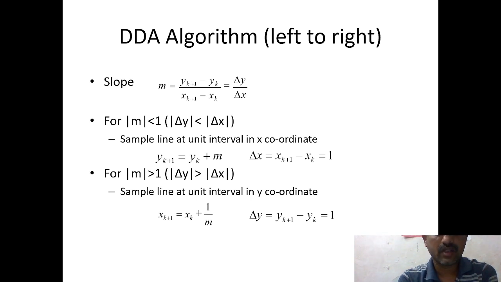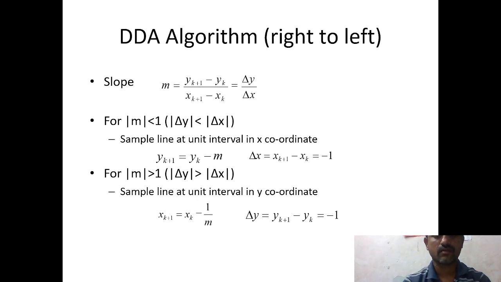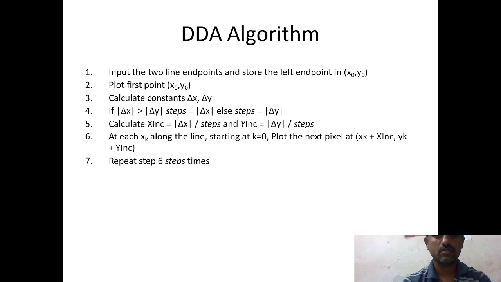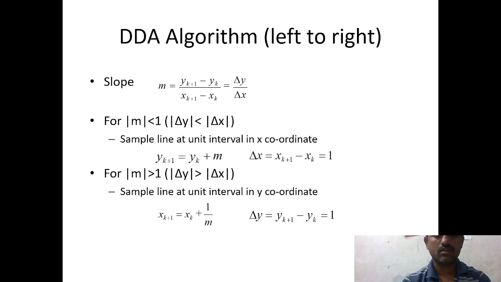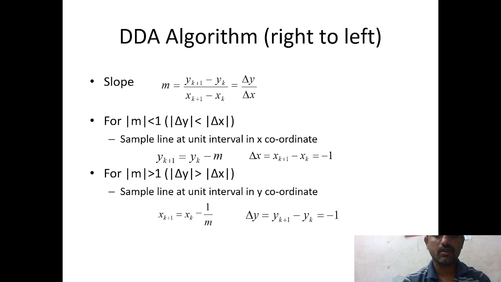For m greater than 1, that is delta y greater than delta x, sample the line at unit interval in the y coordinate: xk plus 1 equals xk plus 1 by m, delta y equals yk plus 1 minus yk equals 1, and slope m equals yk plus 1 minus yk by delta x.